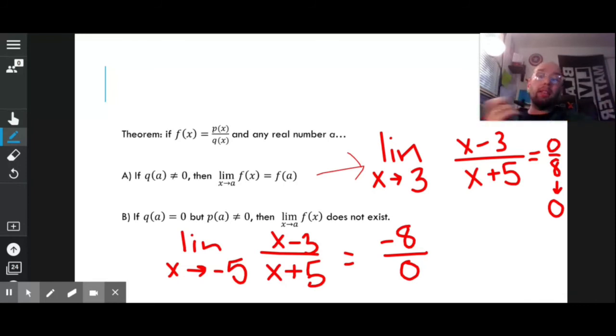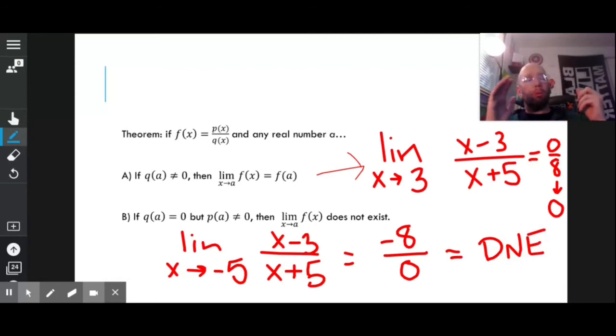What this is saying is, if I do plug in negative 5, which is a, and the top is not 0 but the bottom is, I'm not going to try to come up with some kind of factoring or something like that. No, if you have a number over 0, that's when we say the limit does not exist.